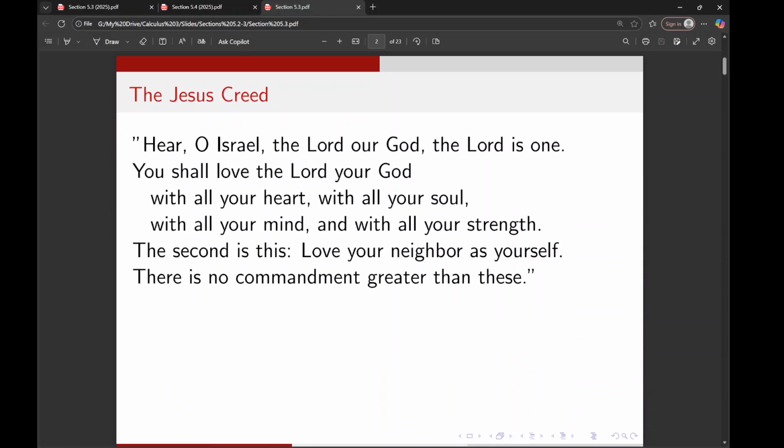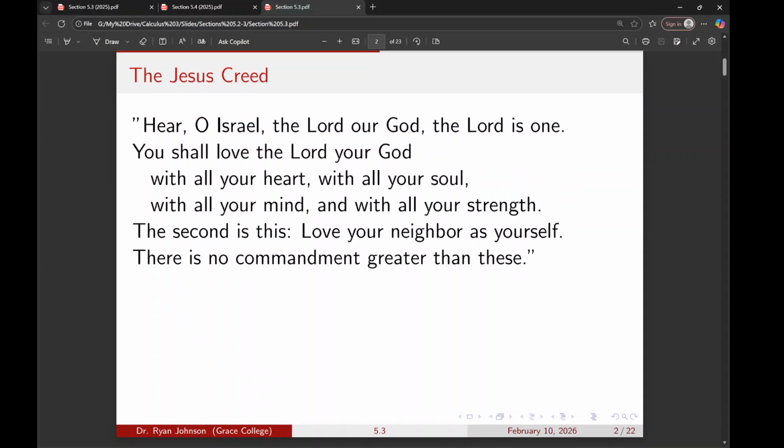Hear, O Israel, the Lord our God, the Lord is one. You shall love the Lord your God with all your heart, with all your soul, with all your mind, and with all your strength. The second is this: love your neighbor as yourself. There's no commandment greater than these.